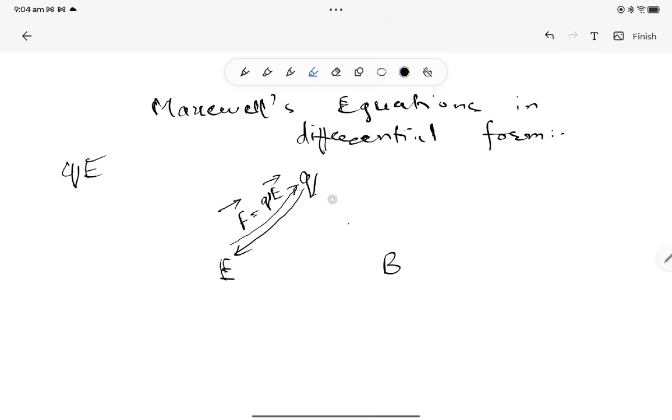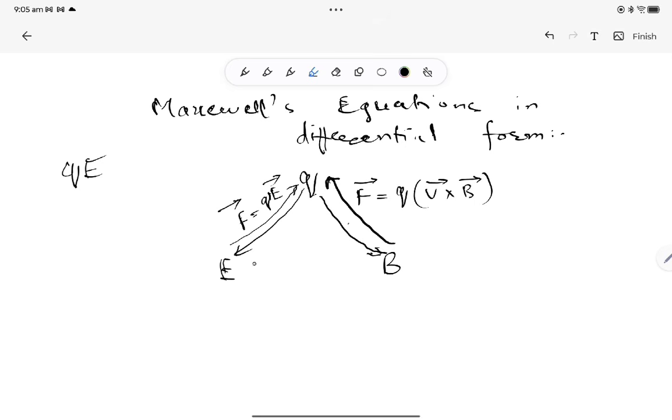Similarly, a moving charged particle produces a magnetic field. And a magnetic field has influence on a moving charged particle, not stationary. Now, this force exerted by a magnetic field on a moving charged particle is given by F is equal to Q V cross B, and is called Lorentz magnetic force. The two forces together are called Lorentz force.